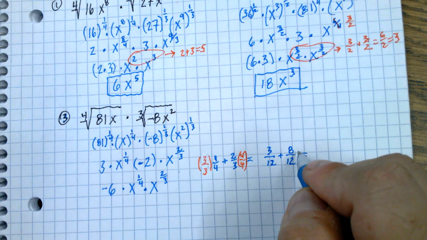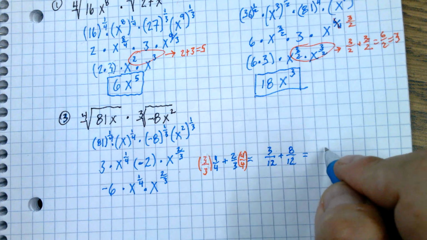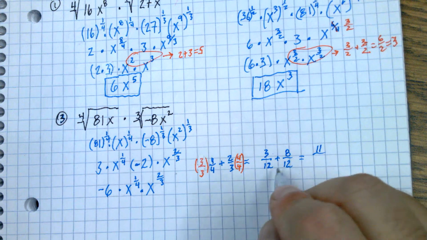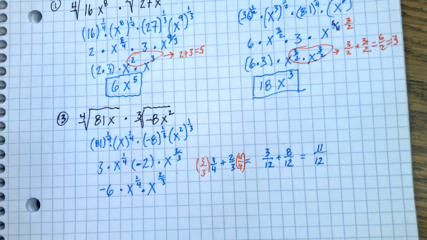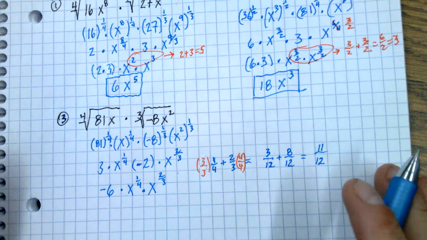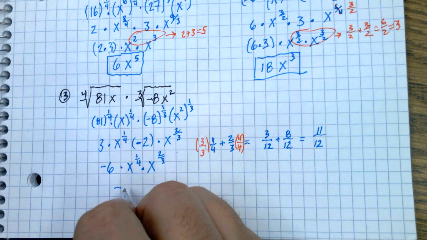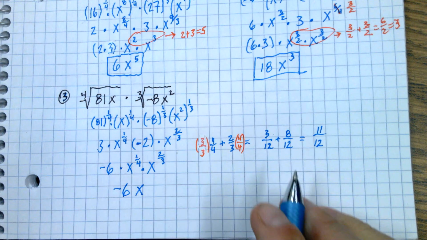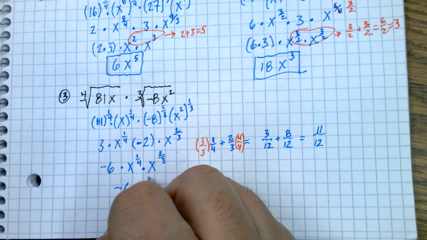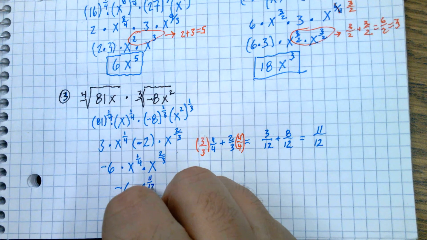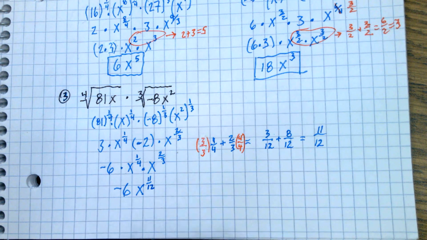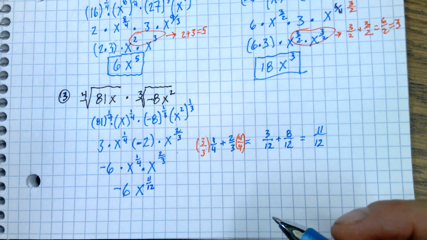Now I do have common denominators. And 3 plus 8 is 11. So I end up with 11/12. This won't come up too much, but it's possible. So now if I bring this together, I get -6 x to the what? 11/12. So that's our answer. -6 x to the 11/12.